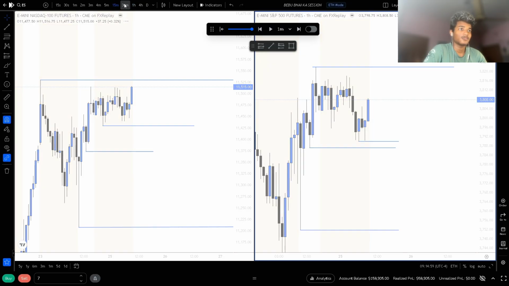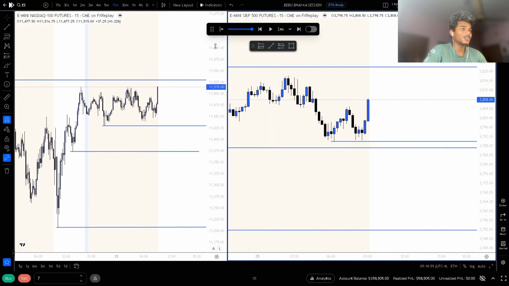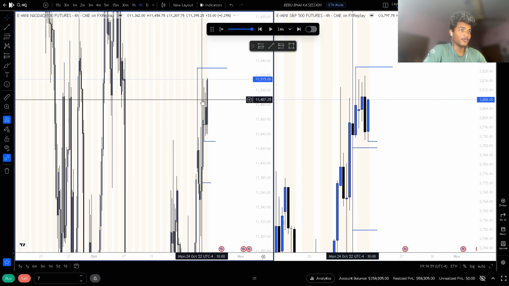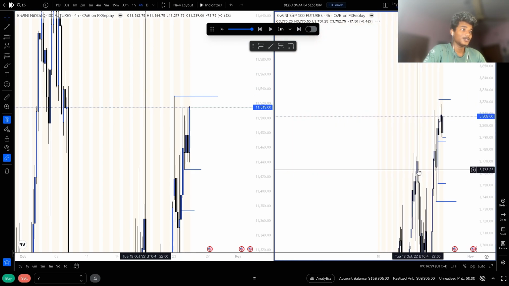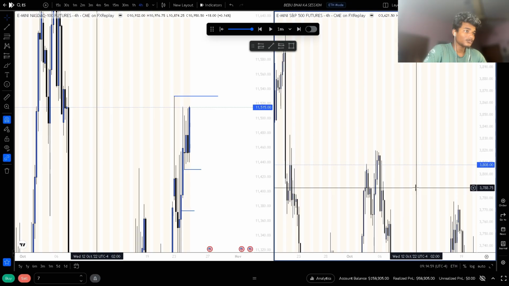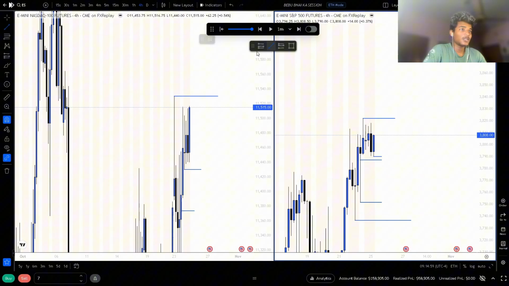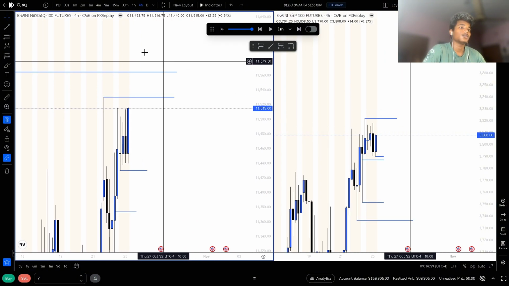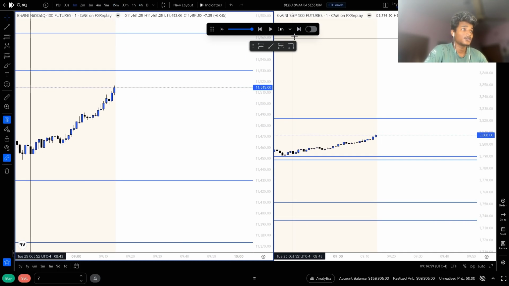Okay, I do think we are going to manipulate up higher, and then we will tap the low. If we are going to manipulate up higher, yeah, then I will take continuation longs targeting this. There's nothing stopping us from going up. Okay, I am absolutely very bullish going into the day.